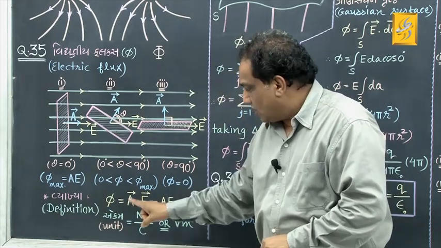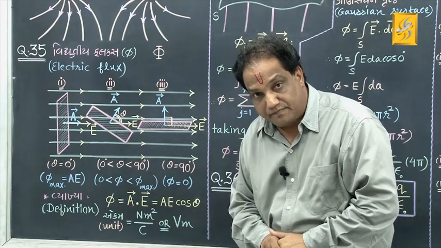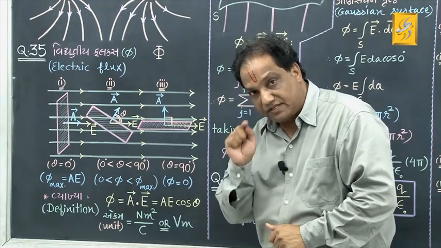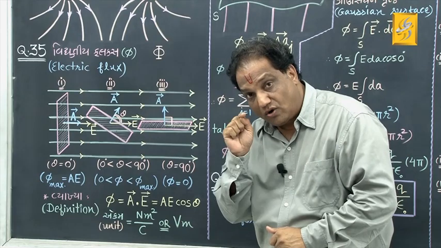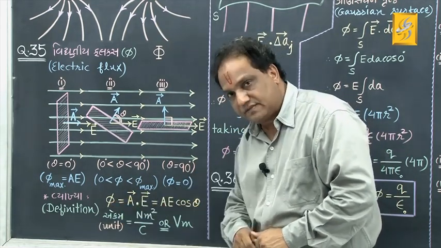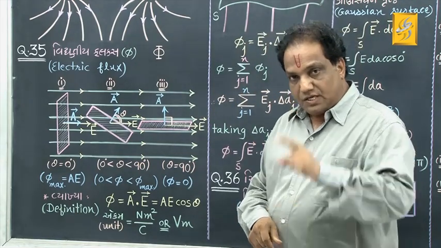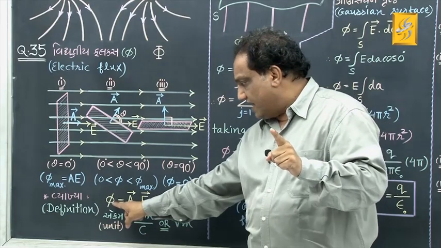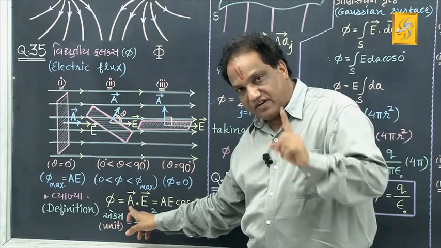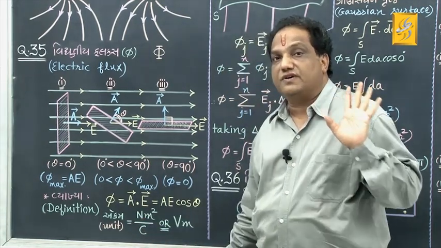Okay? The dot product between the area vector for a given surface and the electric field existing at all the points on that surface is called electric flux associated with that surface. So electric flux associated with any surface is nothing but the dot product between the area vector for that surface and the electric field existing on that surface.